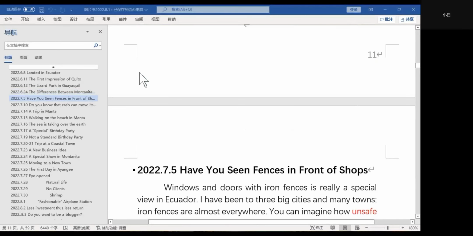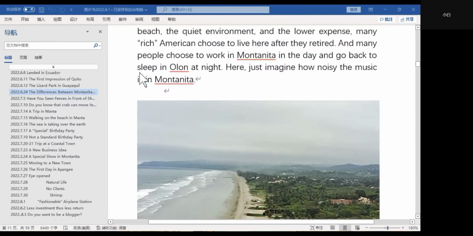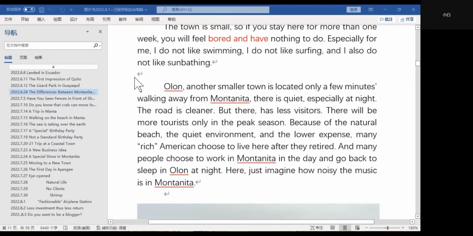And now let's move on to the last paragraph. And this paragraph is to describe Olon, just a few minutes walking away from Montanita. But this place is quite different. Now let's begin. Olon, another small town, is located only a few minutes walking away from Montanita. It is quiet, especially at night. The road is cleaner, but there are fewer visitors. There will be more tourists only in the peak season.